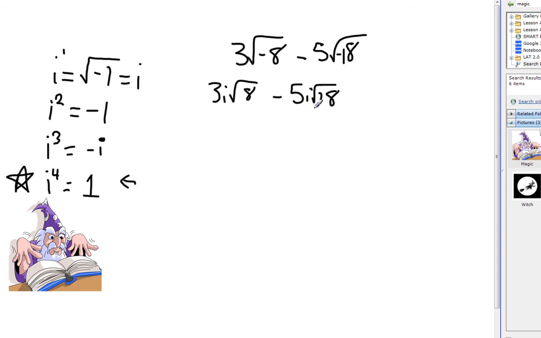So we get the negatives out of our radicals. Now you just need to know what the square root of 8 and 18 is, which would be really quick if you had any concept of numbers, which sadly you do not.